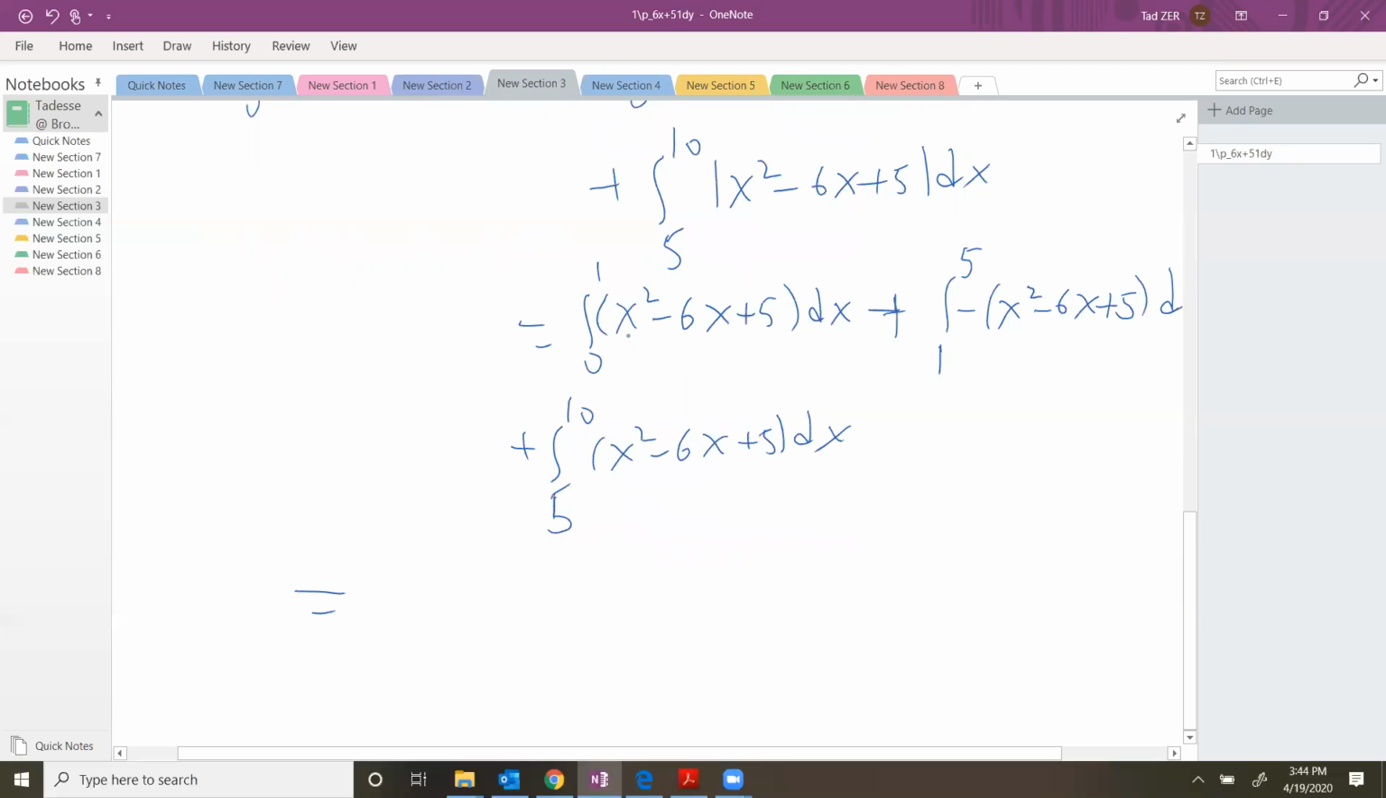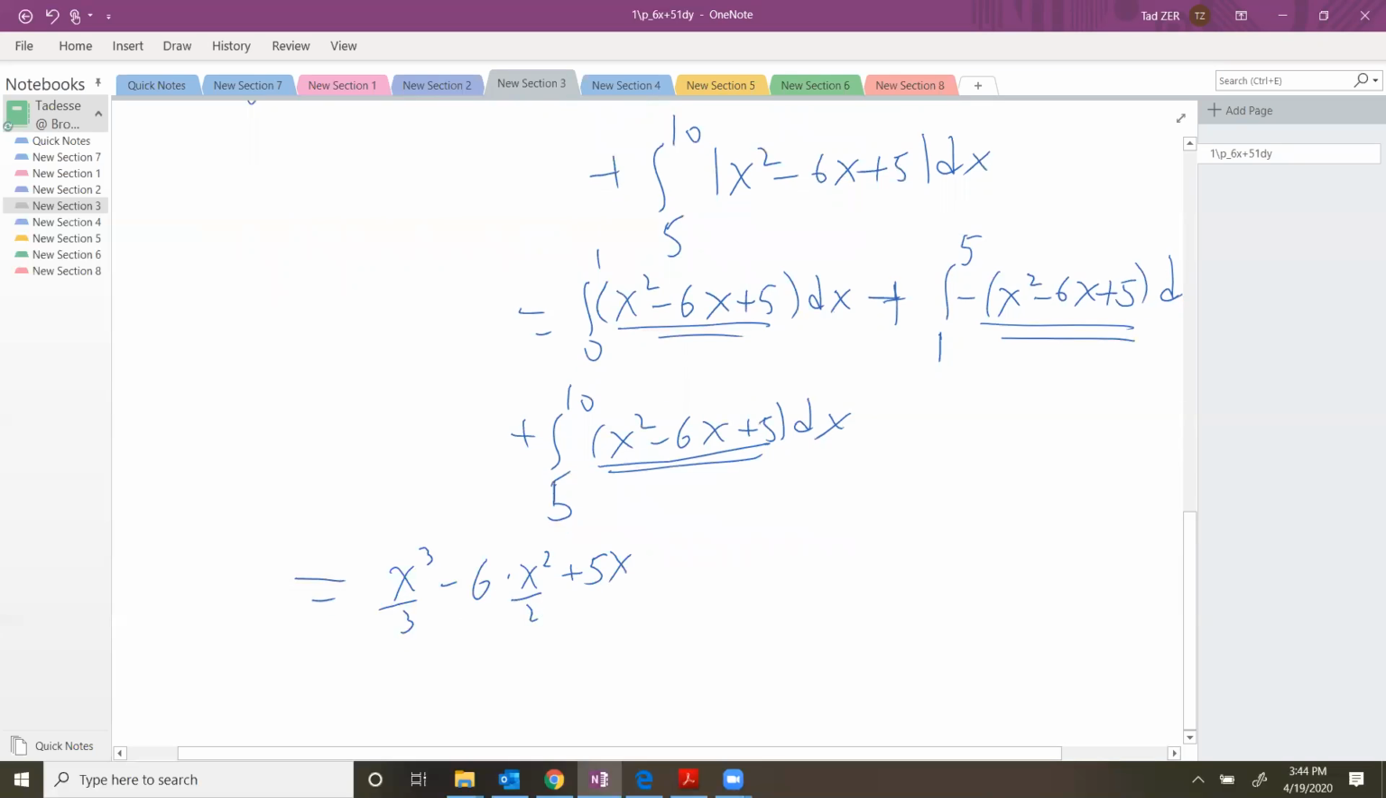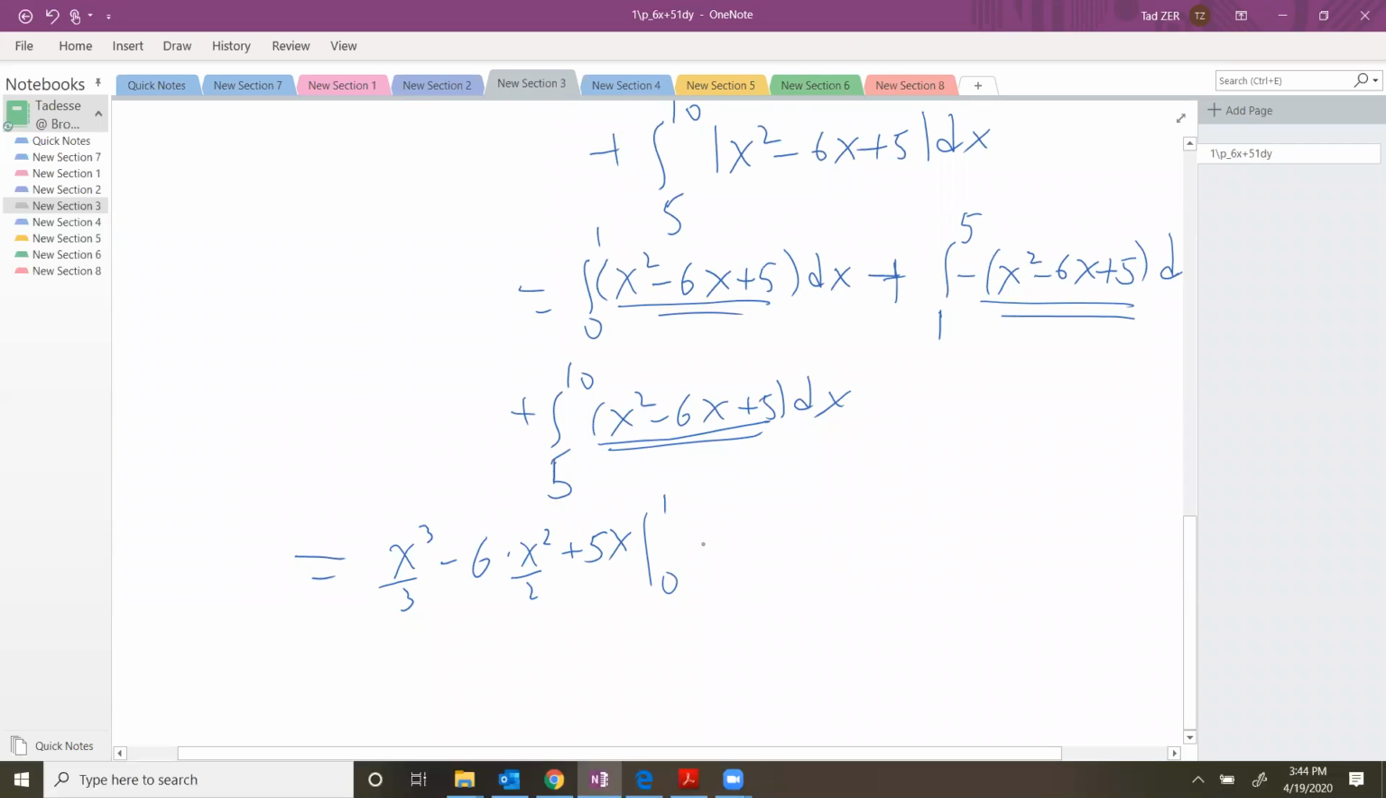Now I need to find the antiderivative, or I can use the fundamental theorem of calculus in each case. Let me show you at least the first part, and then you can do the remaining. What is the antiderivative of x squared? It's x cubed over 3, minus 6 times the antiderivative of x, which is x squared over 2, plus the antiderivative of 5, which is 5x, from 0 to 1. Plus, I have a minus sign there, don't forget the minus. So I'll just copy the same thing, minus 6 times x squared over 2 plus 5x, but now in this case, it's 1 to 5.